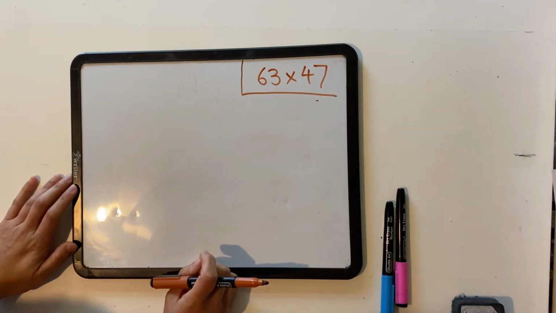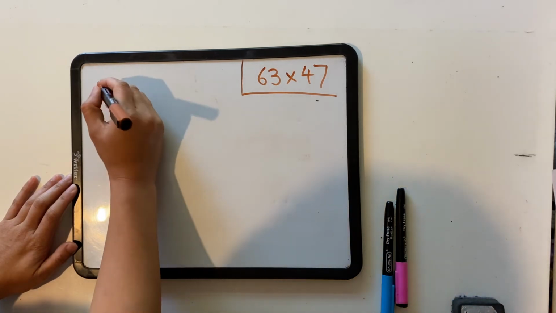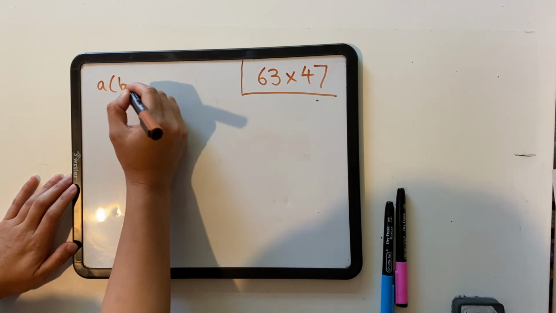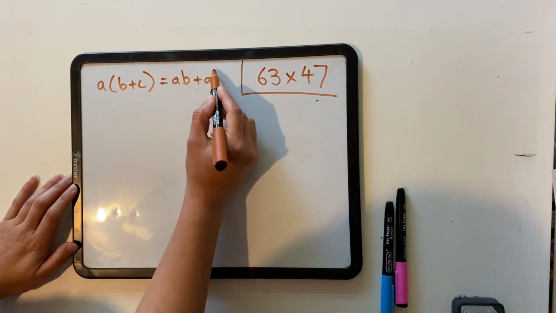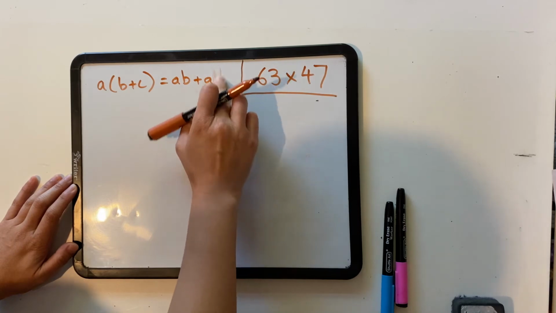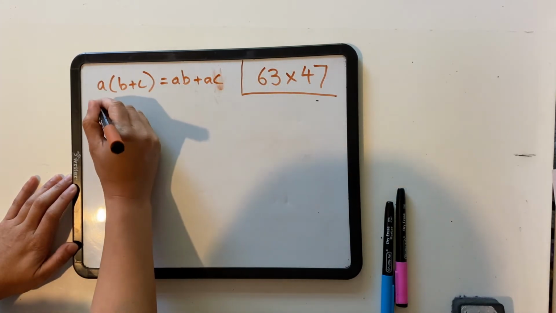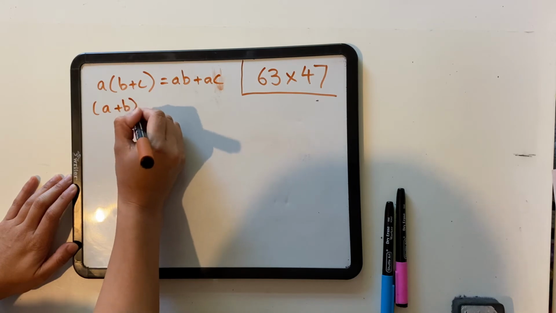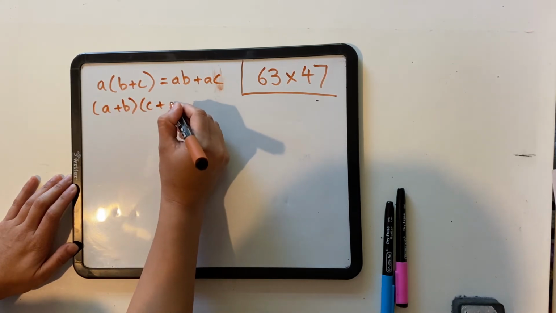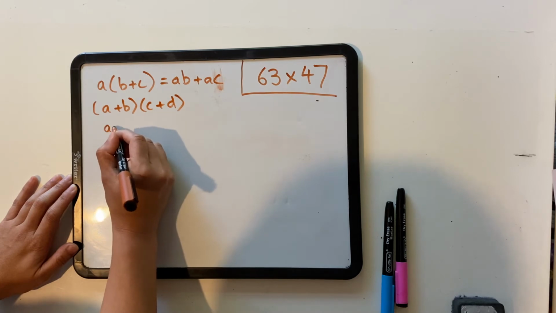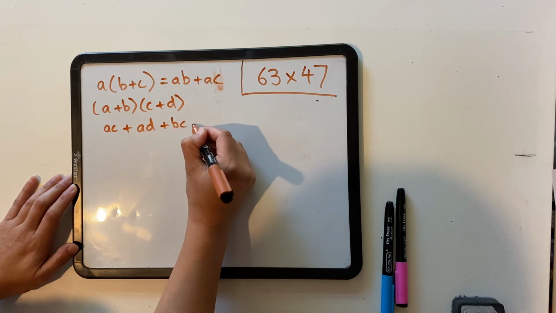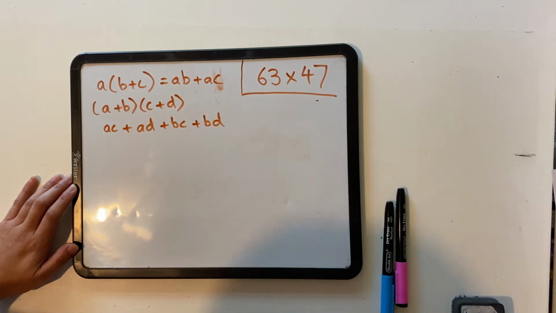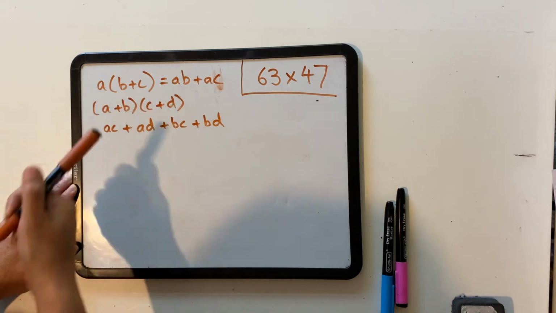So distributive property is the concept that multiplication distributes over addition. So for example, if you write this formally, a times (b plus c) equals ab plus ac. Similarly, if you had (a plus b) times (c plus d), you get AC plus AD plus BC plus BD. So this is what we're going to use today.